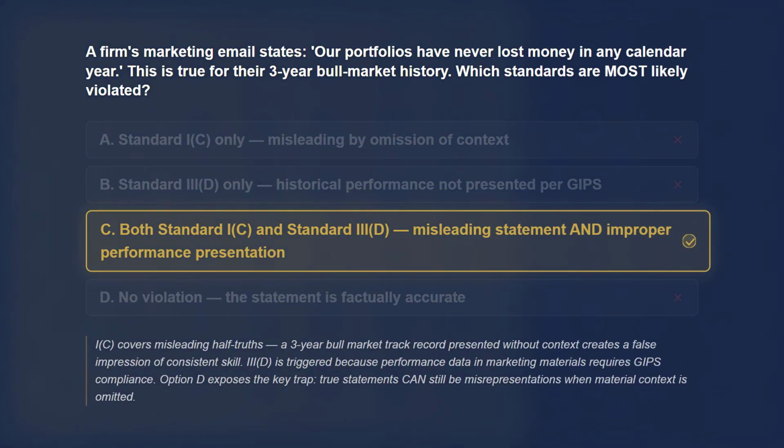The answer is C. The statement is true but misleading by omission. A 3-year bull market track record presented without context creates a false impression. This is I(C) by omission. Performance data in marketing materials also triggers Standard III(D), GIPS compliance obligations. When you see performance claims in marketing materials, always check for both I(C) and III(D).